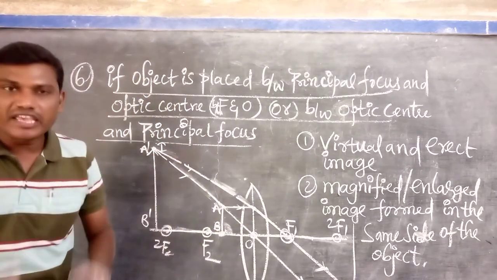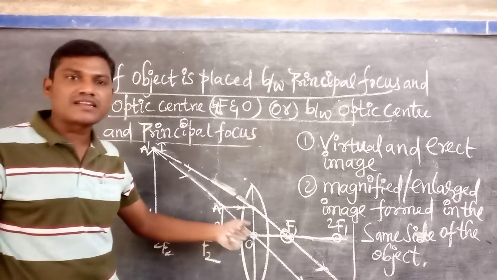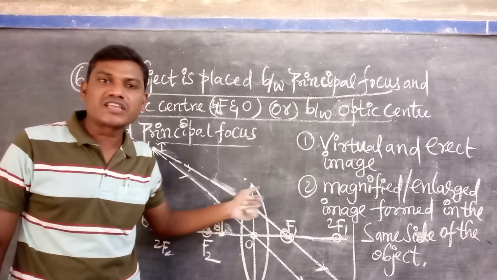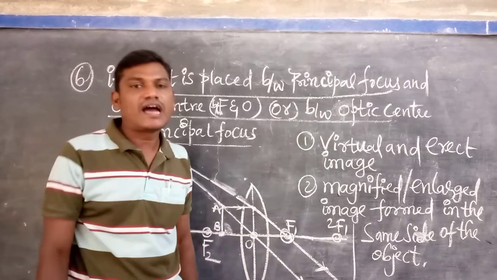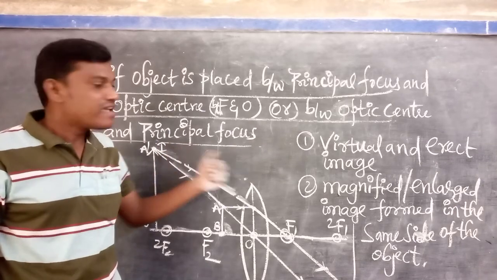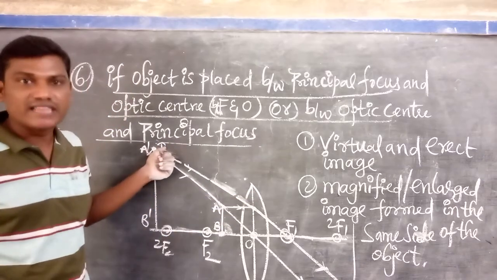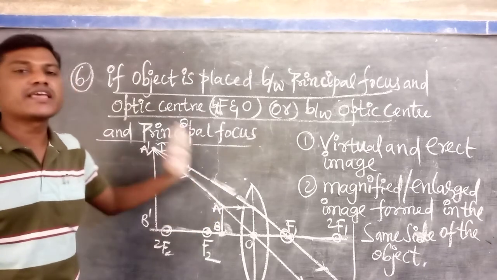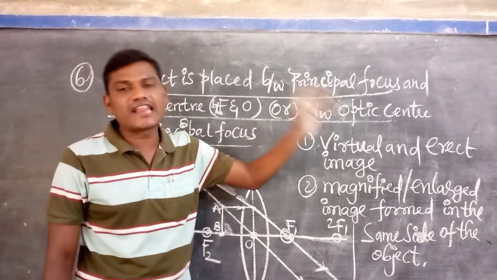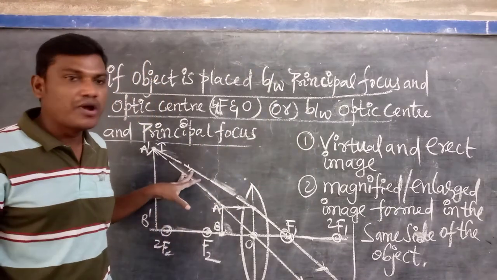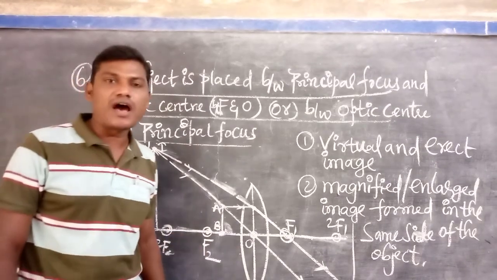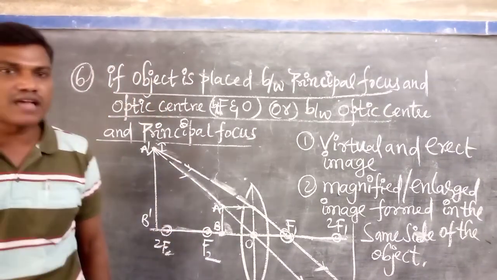And finally, the object is placed between the optic center and the principal focus. At that time, after the refraction, the two rays never meet at any point, but they appear to meet at another point by extending the two refracted rays to the back. That's why the image will be formed on the same side of the object. That's why a virtual and erect image will be formed. It is also a magnified image on the same side. This type of manner we are observing in a magnifying glass or lens.